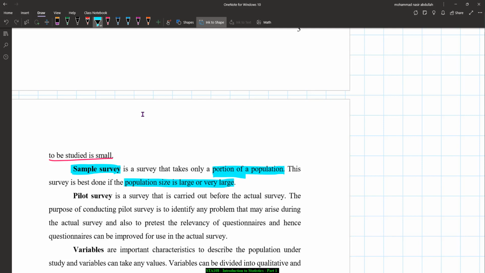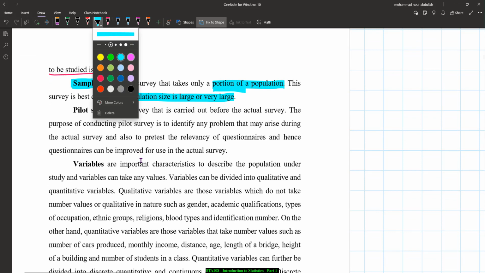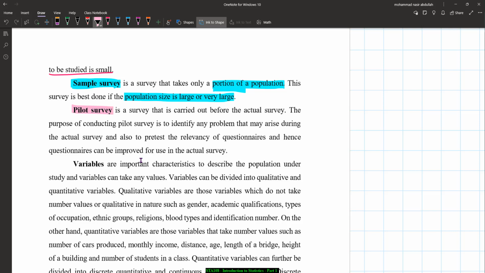Okay. Another one is pilot survey. Pilot survey is not a study about aircraft. Okay. It's not a study about aircraft. It's a survey that is carried out before the actual survey. Ingat, jangan tulis dalam final exam study about aircraft. Pilot study or pilot survey. Sebab ada student yang tulis dalam final exam. Dia tak tahu apa itu pilot study. Dia ingatkan pilot is about aircraft, so study about aircraft.